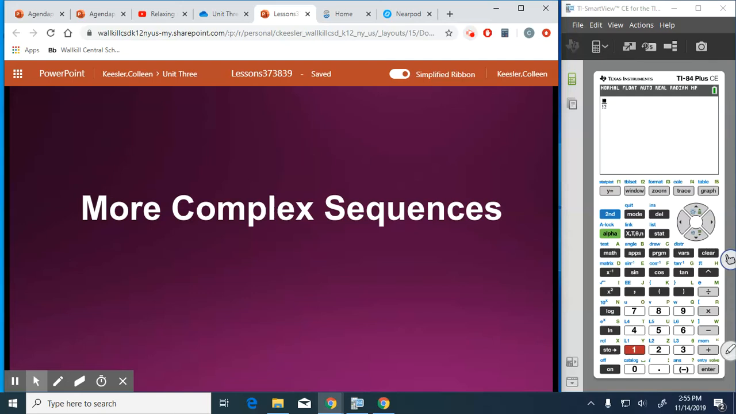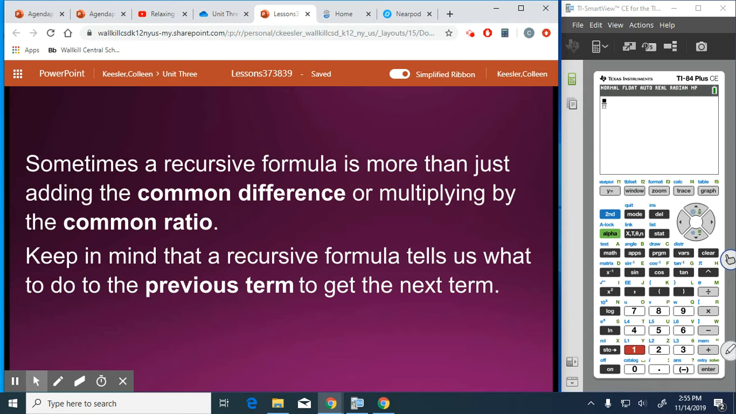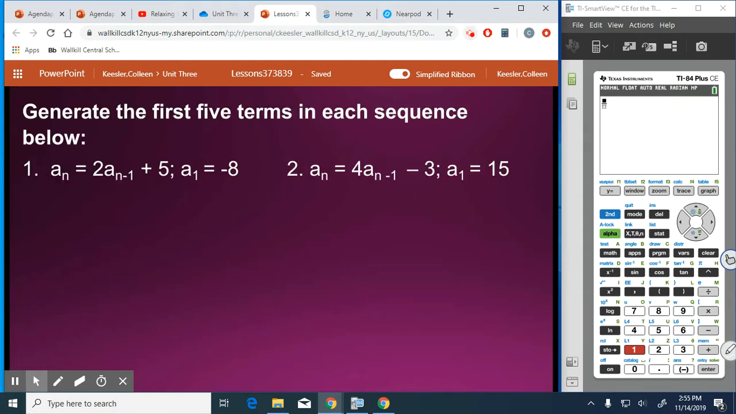Hi gang, today we're going to continue looking at some more complex sequences. Sometimes a recursive formula is more than just adding the common difference or multiplying by the common ratio. Keep in mind that a recursive formula tells us what to do to the previous term to get the next term. So we're going to generate the first 5 terms in each of the sequences below.